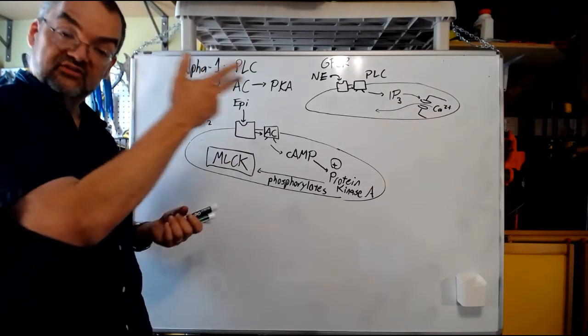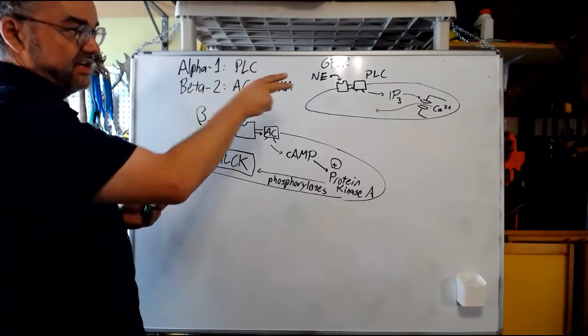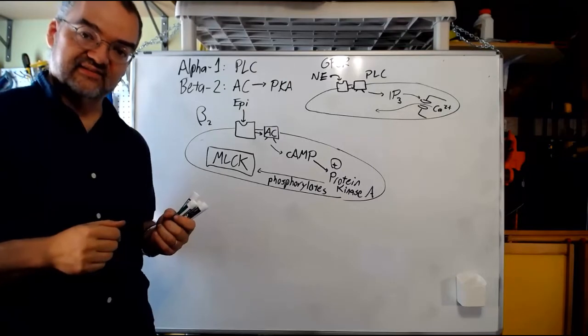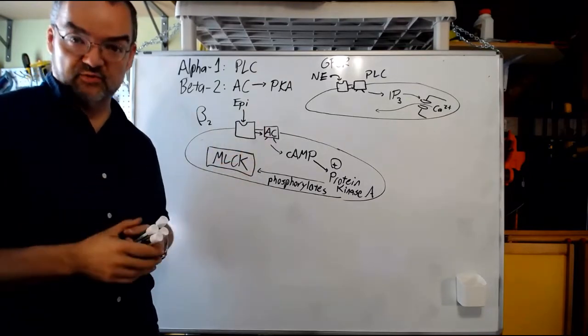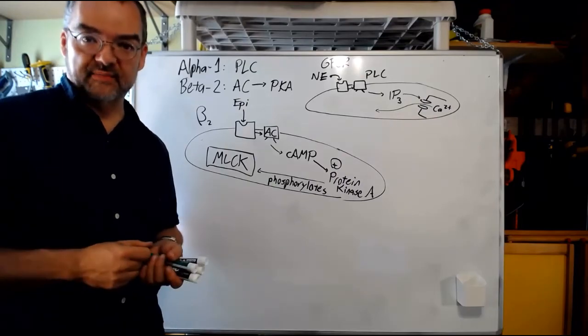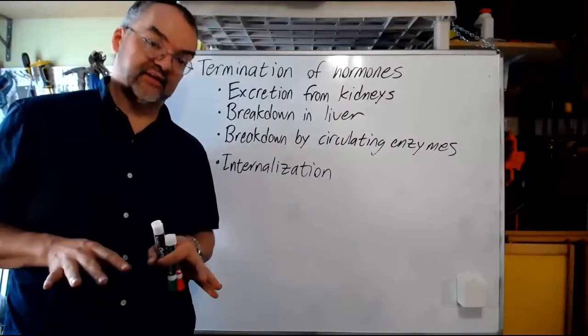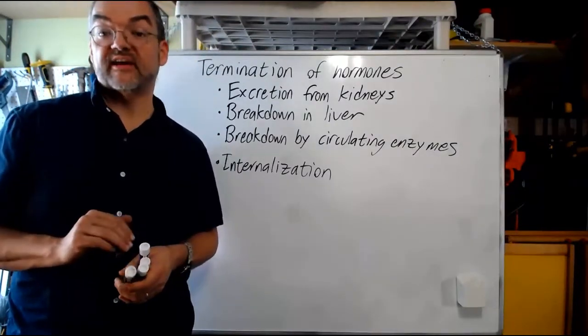So, 2 examples of how these hormones can affect receptors, which then affect smooth muscle through 2 different G-protein coupled based mechanisms. Thought it might be kind of interesting. So now that we know a little bit more about how these hormones have their effect, let's now talk about how we get rid of them.